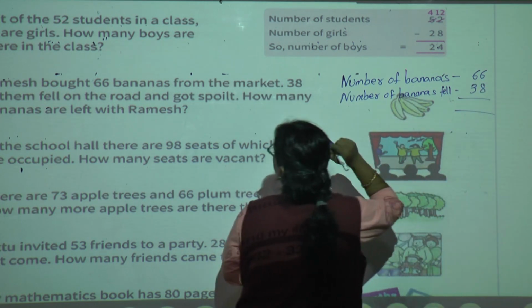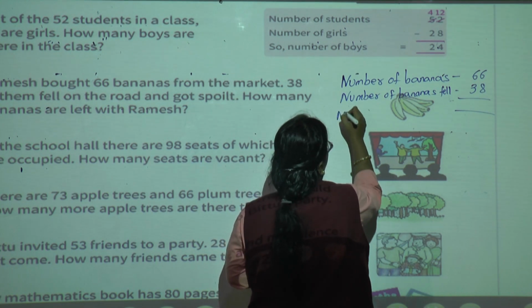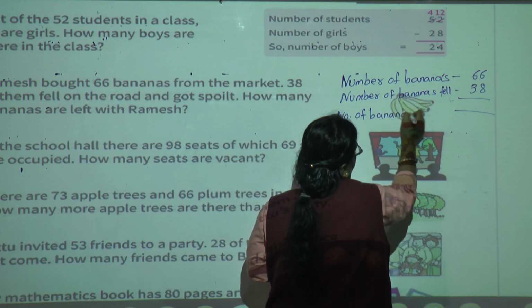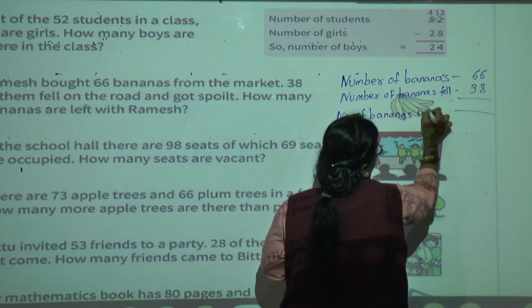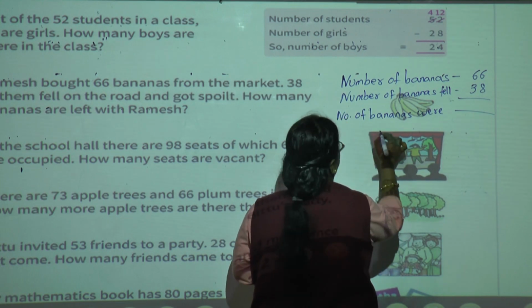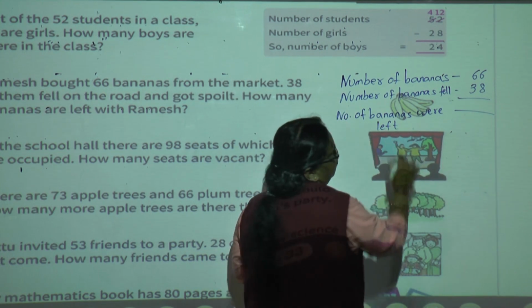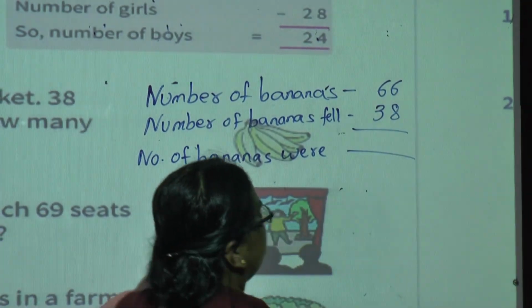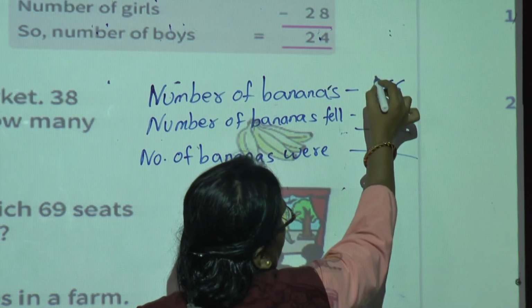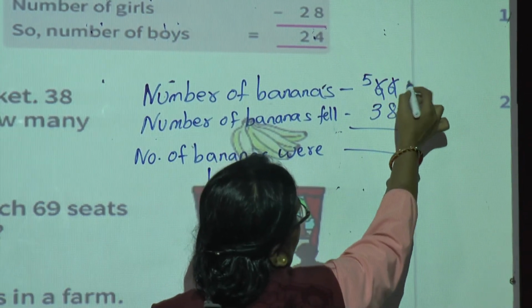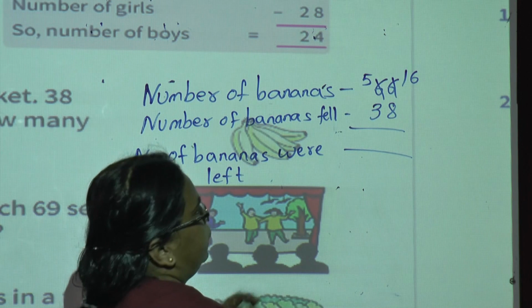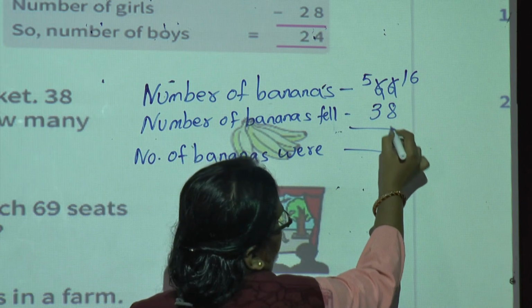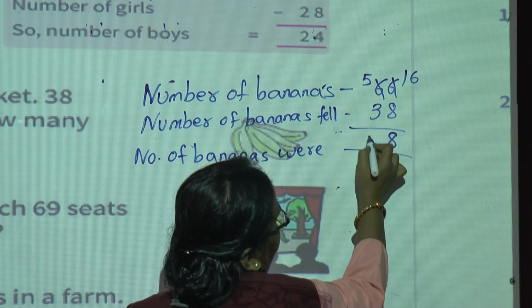How many bananas total? Number of bananas were left. How many were left? How will you do this now? 6 minus 8, it will not go. Then what will you do here? You will make this 5 and here you will make 16. Then 16 minus 8, how much? 8. And 5 minus 3 is 2.